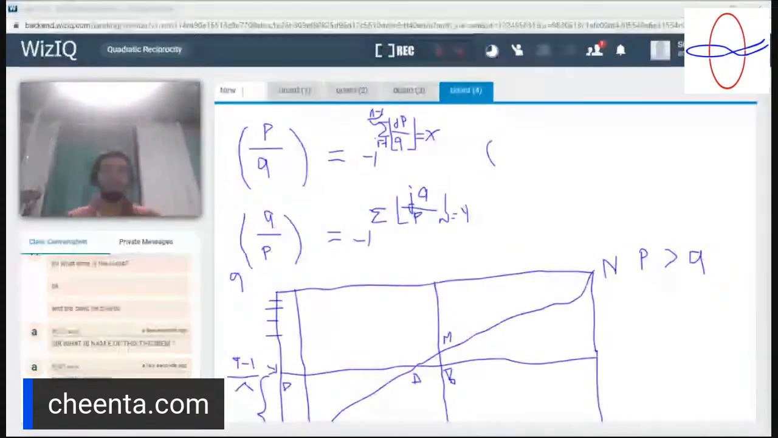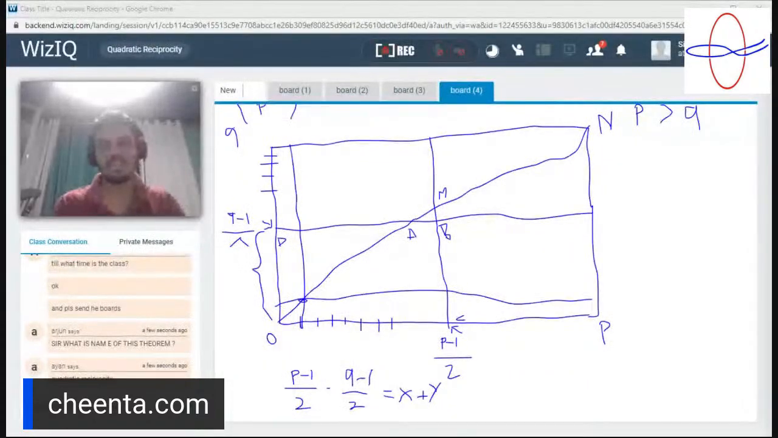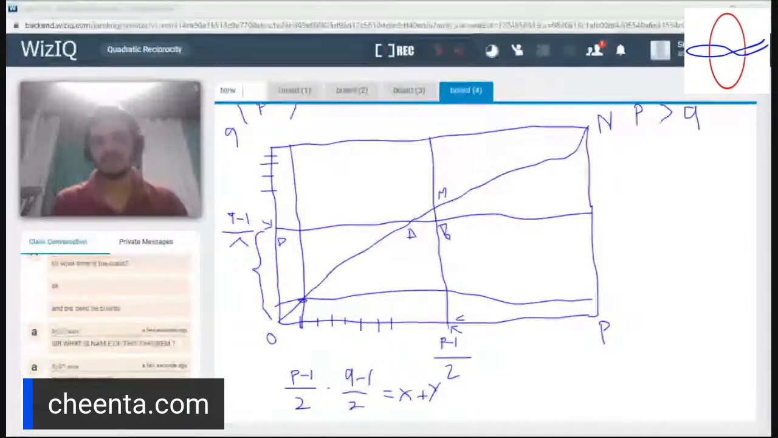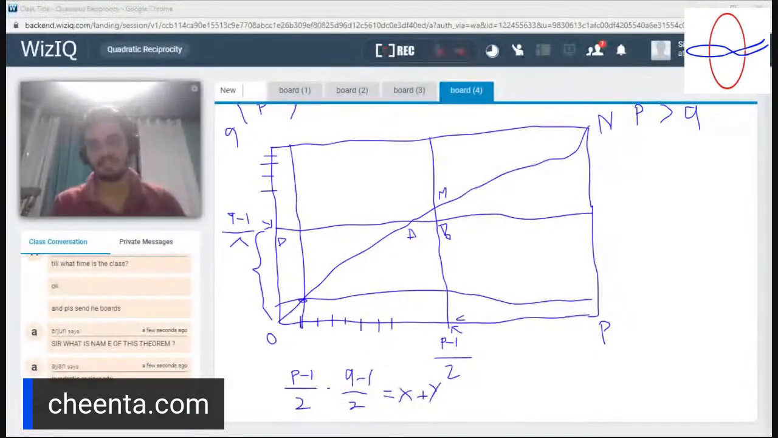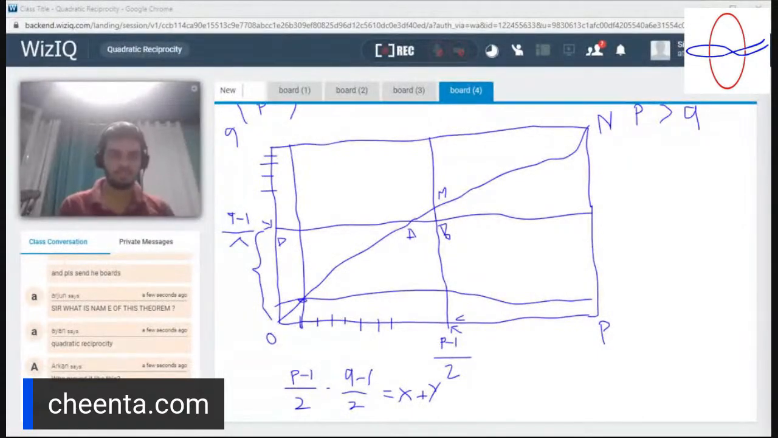So to prove that, finally what we do is we count all of the lattice points within this rectangle here. Just by direct counting, we can see that that is equal to (p minus 1)/2 times (q minus 1)/2, because there are that many points here and that many points here, and the intersection of any point gives a lattice point.